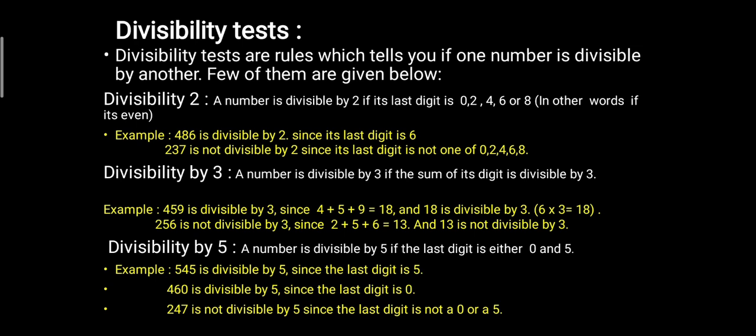Divisibility by 5. A number is divisible by 5 if the last digit is 0 or 5. For example, 545 is divisible by 5 because the last number is 5. In the same way, 460 is also divisible by 5 as it has 0 as a last digit. 247 is not divisible by 5 as it does not have 0 or 5 as a last digit.